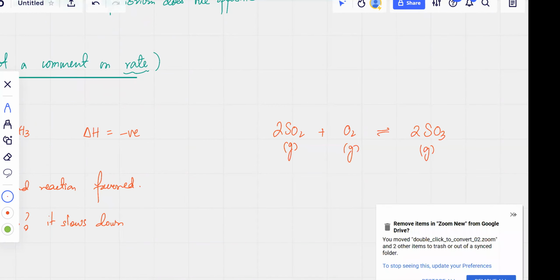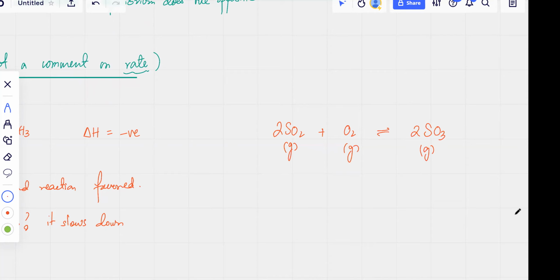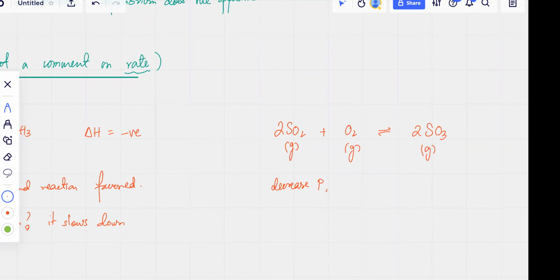Now tell me, I'm decreasing pressure. Where would the equilibrium shift? To the right. Wait, sorry, to the left. Okay, when you decrease pressure, more gas must be produced. More gas is on the left side. So the equilibrium is going to shift to the left. So backward reaction is favored.